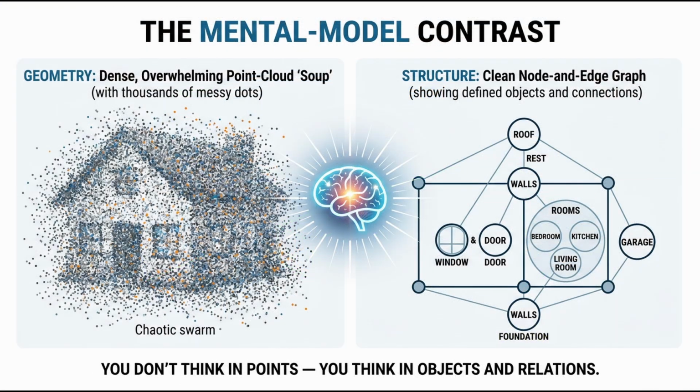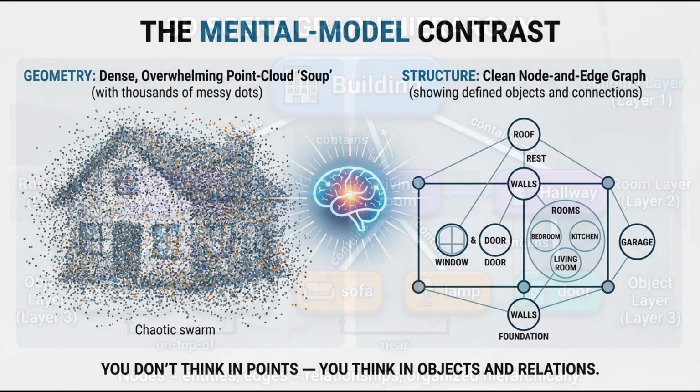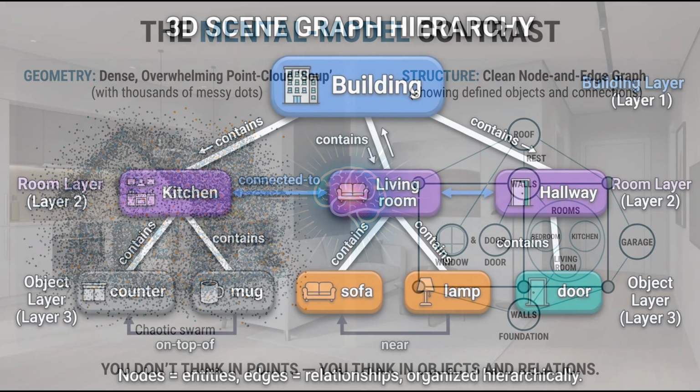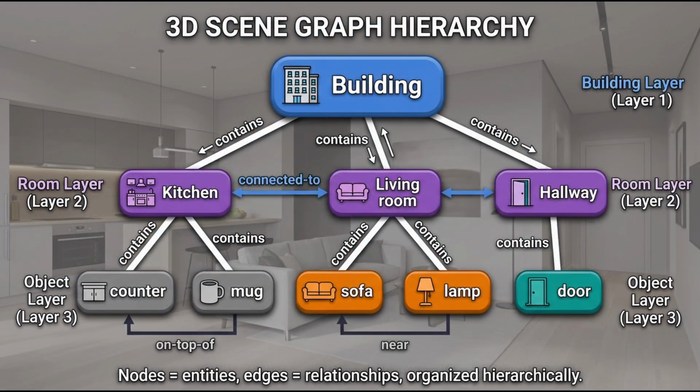Structured representations, 3D scene graphs. Let's zoom out, because there's a whole dimension we've been ignoring. Every representation so far is essentially a big, undifferentiated field of geometry, a soup of points, voxels, or Gaussians. But that's not how you think about a room. You don't hold 3 million surface points in your head. You think, this is a kitchen. It contains a counter. The counter has a mug on it. The kitchen connects to the hallway. You think in terms of objects and relationships, a structured, hierarchical, symbolic model.